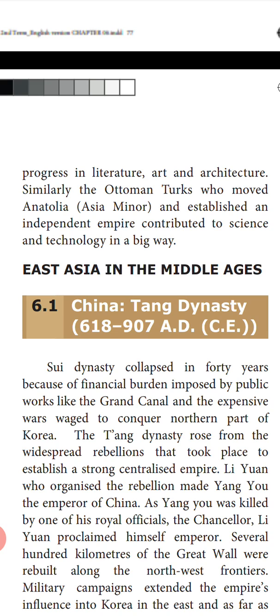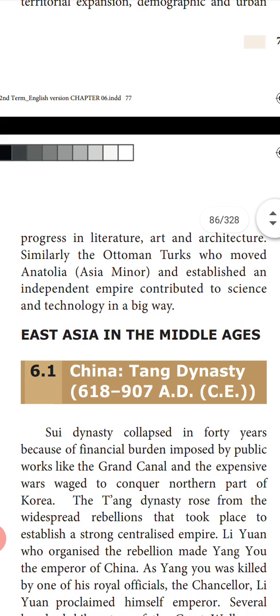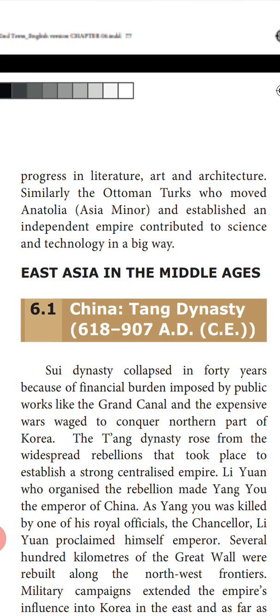Now, after the Qin dynasty and so many dynasties, the Sui dynasty came in 618. The Sui dynasty collapsed in 40 years because of the financial burden imposed by public works like the Grand Canal and the expensive wars waged to conquer the northern part of Korea. So the Sui rulers constructed the Grand Canal, and not only that, they involved themselves in expensive wars, so that the Sui dynasty collapsed.